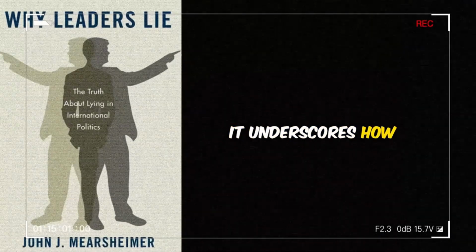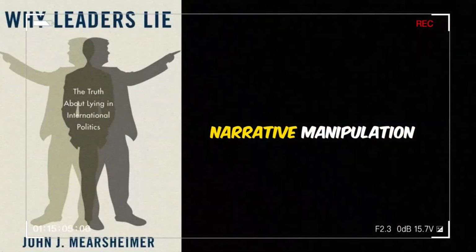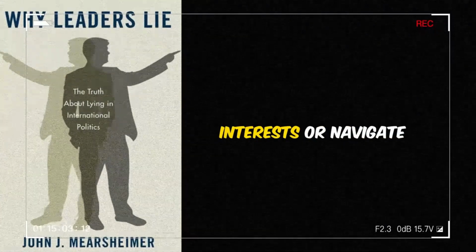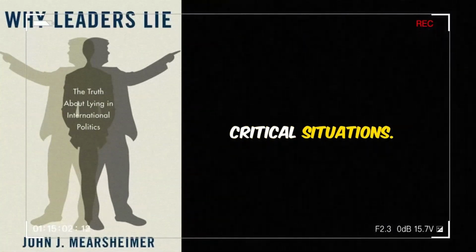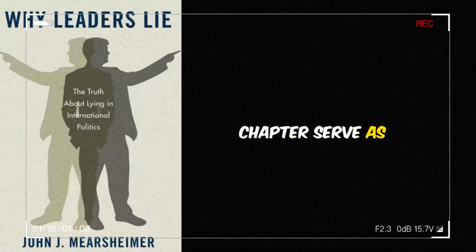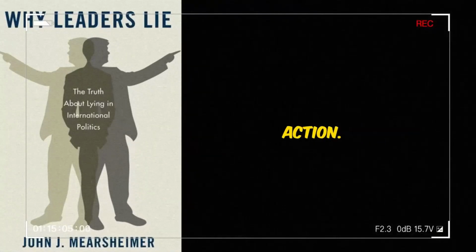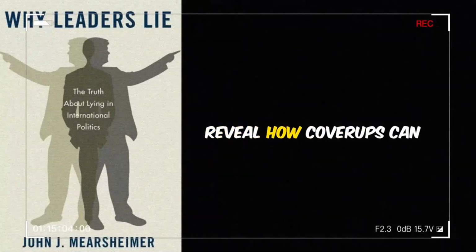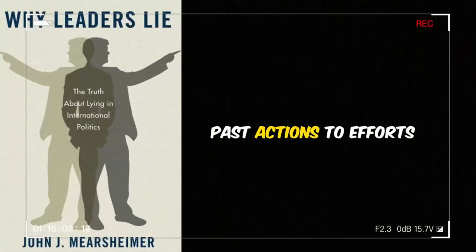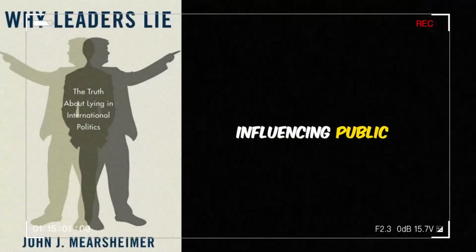It underscores how leaders and states strategically wield the power of information and narrative manipulation to achieve specific objectives, safeguard their interests, or navigate critical situations. The historical case studies presented in the chapter serve as concrete and illustrative examples of strategic cover-ups in action. These case studies reveal how cover-ups can manifest in various forms, from attempts to conceal past actions to efforts aimed at shaping perceptions and influencing public discourse.